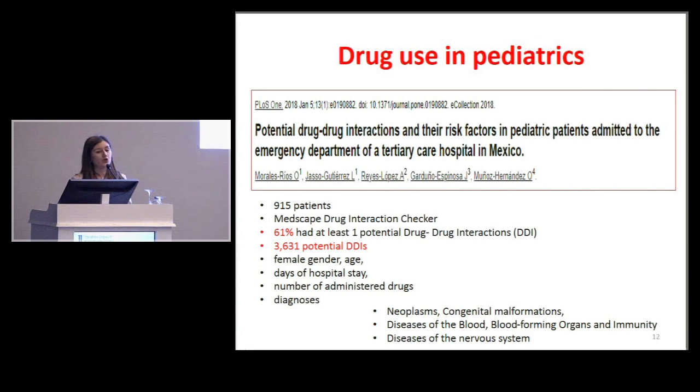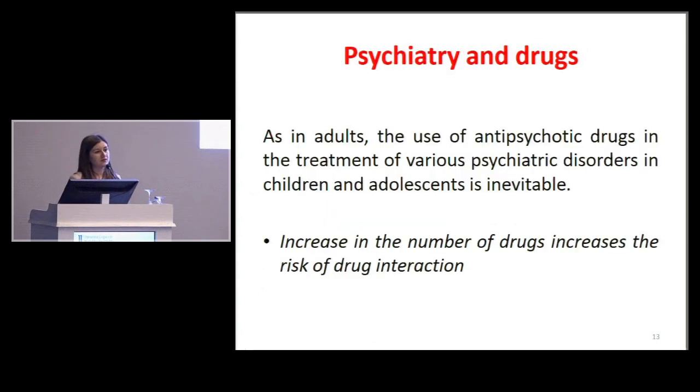These interactions, how are they affected? Female gender, age, hospital status, the number of administered drugs do have effect in drug-drug interactions, especially immune system diseases, blood diseases, nervous system diseases. The number of drugs increases in such diseases, therefore drug-drug interaction risk increases.